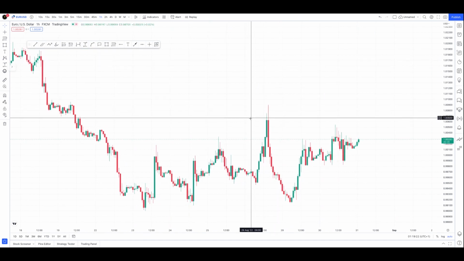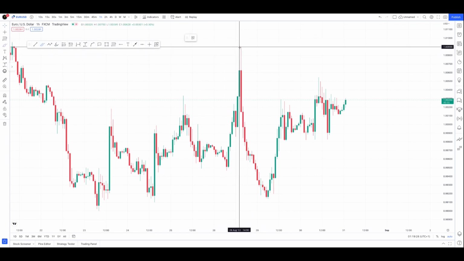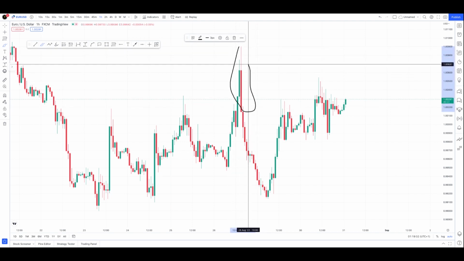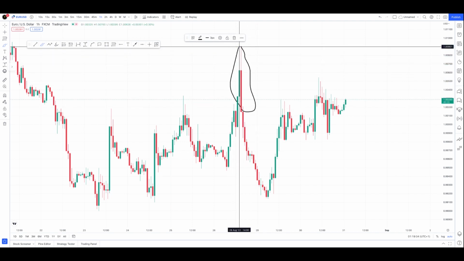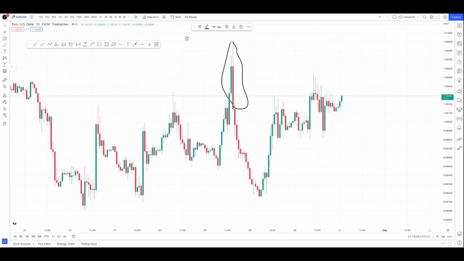So let's get to business and understand the candlestick on live chart. If you look on live chart, we're going to start with the very clear candlestick you can see, which is this red candle here and the green candle. Okay, so let's explain what happened here.